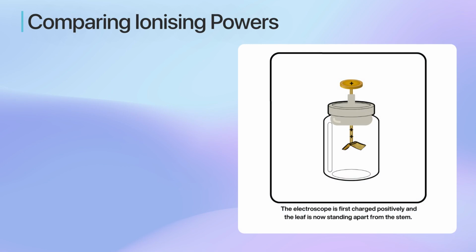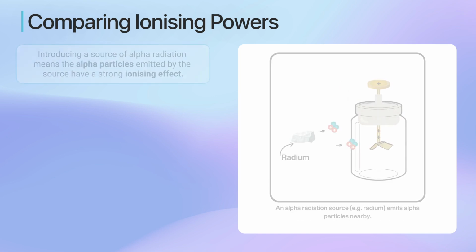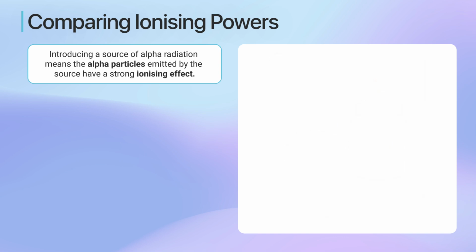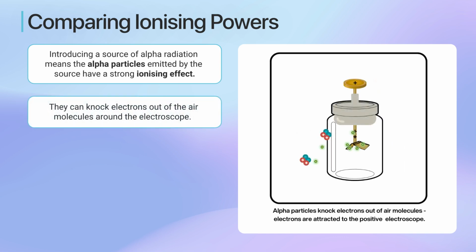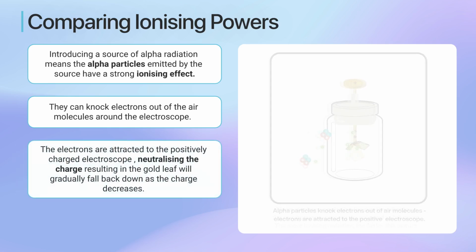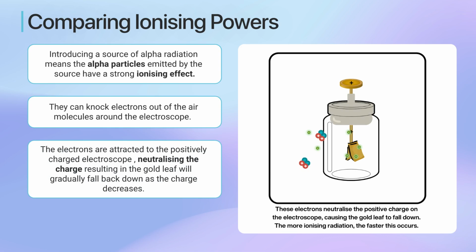Suppose the electroscope is first charged positively and the leaf is now standing apart from the stem. Now, when a source of alpha radiation, like radium, is brought close to the charged electroscope, something interesting happens. The alpha particles emitted by the radium have a strong ionizing effect. They can knock electrons out of the air molecules around the electroscope. The electrons knocked free by the alpha particles are attracted to the positively charged electroscope, neutralizing the charge. As a result, the gold leaf will gradually fall back down as the charge on the rod decreases.